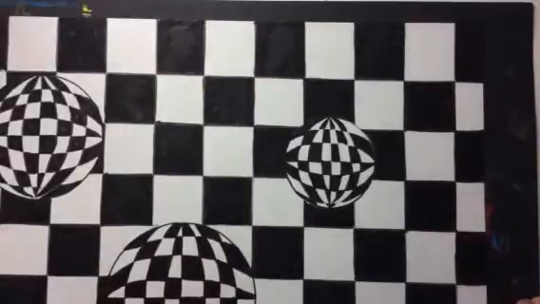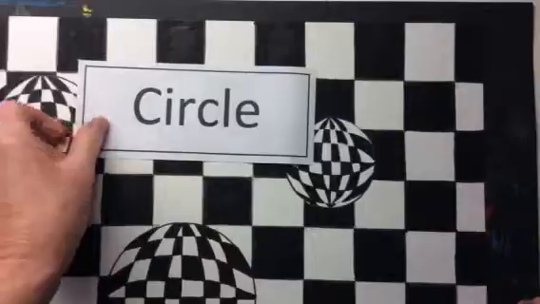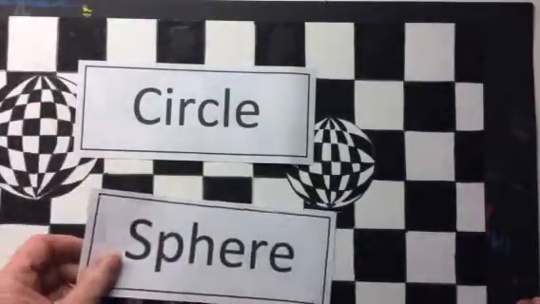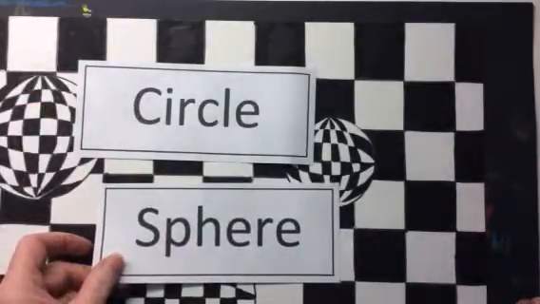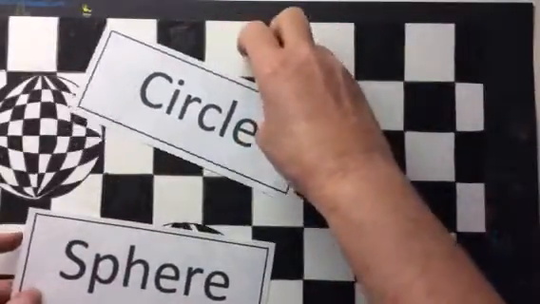So we started off by drawing a circle, 3 circles in fact. But we want our circles to look like spheres. We want to change them from a 2D shape to a 3D shape. That's why we've created this op art picture.